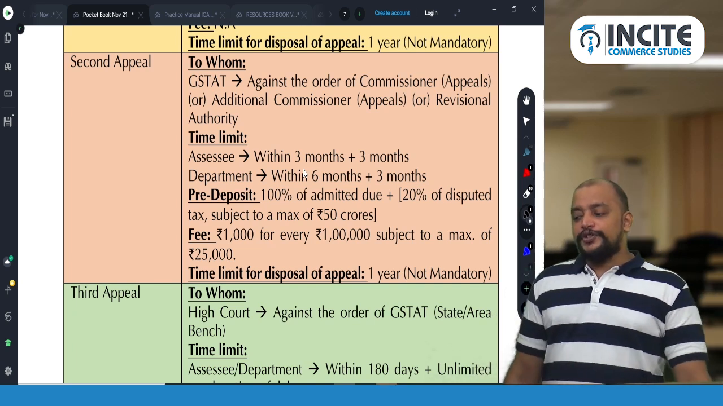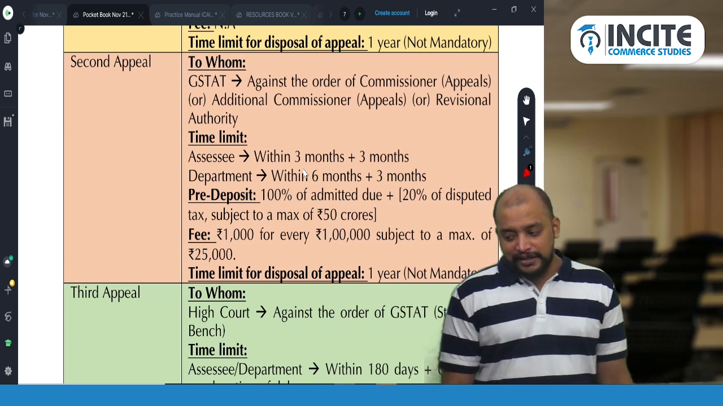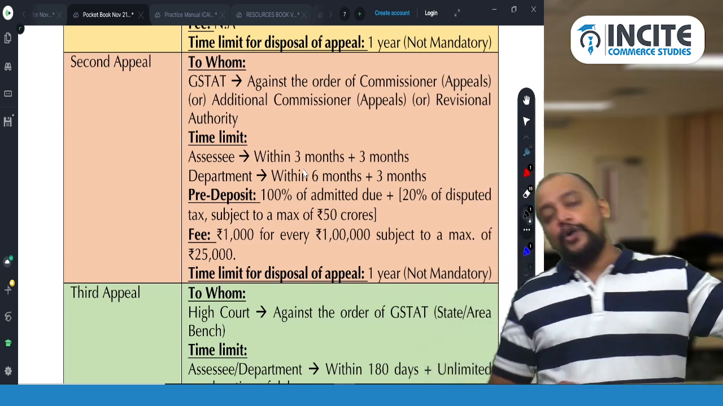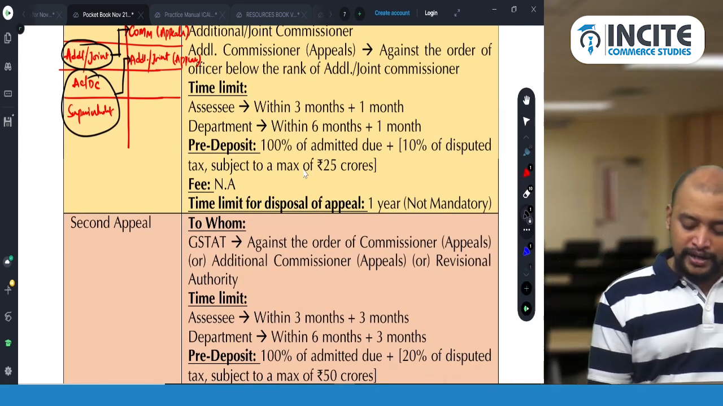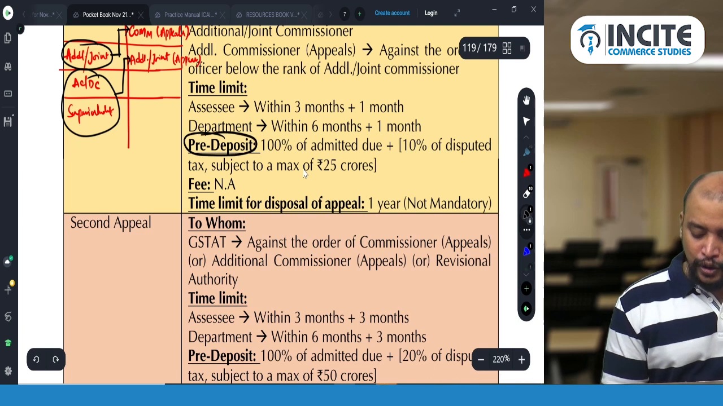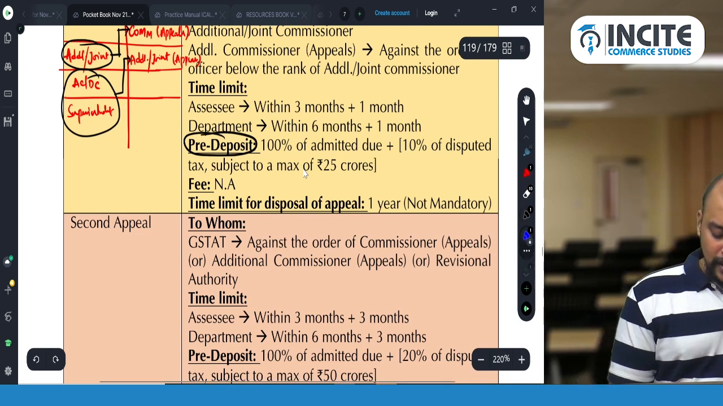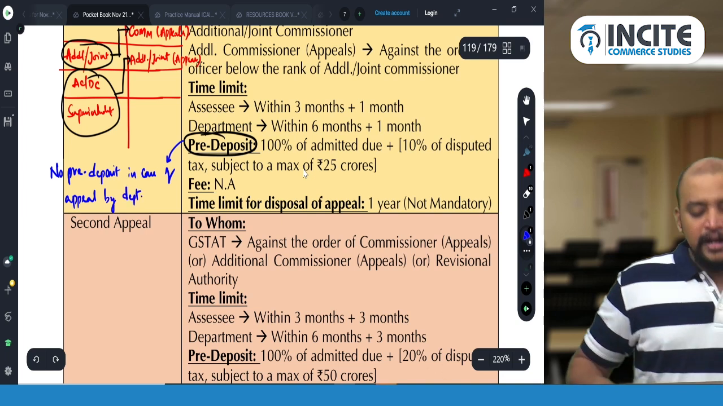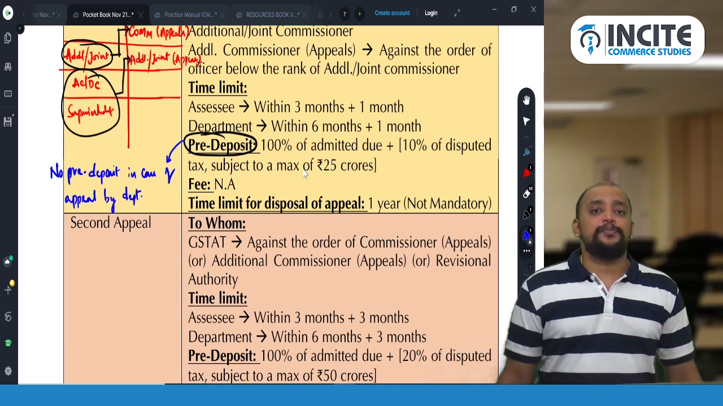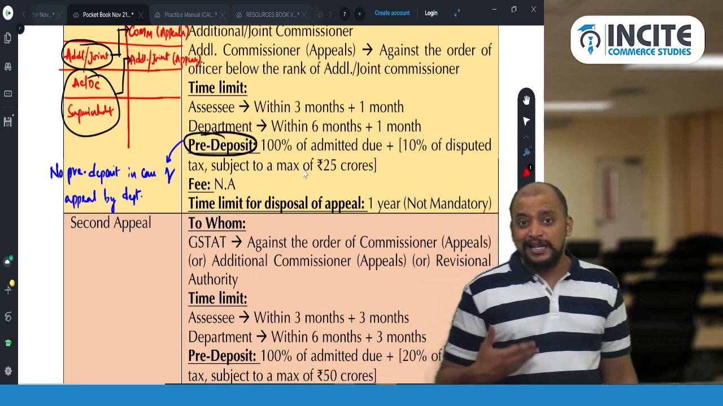Sir, when the department goes for appeal, then will the assessee be asked to pay the disputed amount raised by the department? No. There is no pre-deposit in case of appeal by department. Okay. So that is a very important point. No pre-deposit in case of appeal by department. Okay. So in that case, pre-deposit shall not arise. Pre-deposit shall arise only when appeal is filed by the registered person.